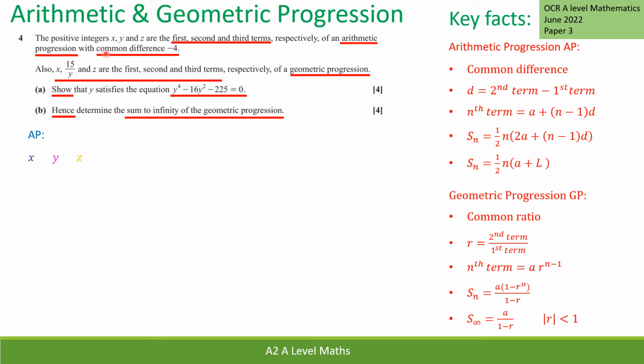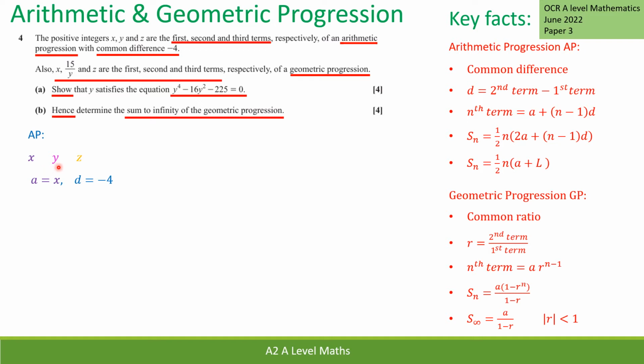So we're told we've got 3 terms of the sequence, which are x, y, and z. Your first term, your second term, and your third term. We know the common difference is -4, so d is equal to -4, and my first term is going to be the letter x because that's the first term given in the sequence. From here, I can then work out what y is.